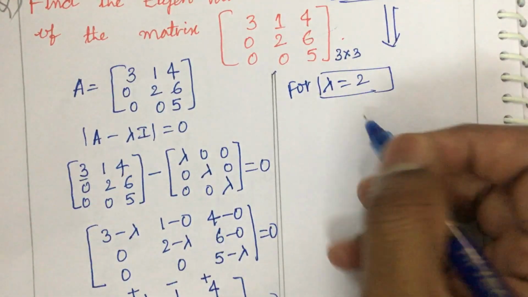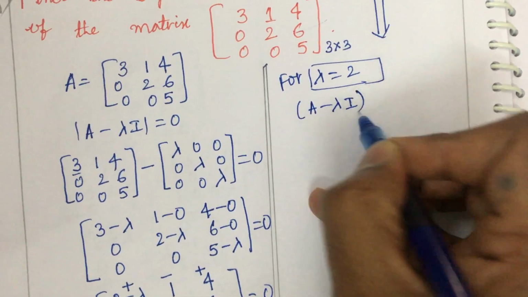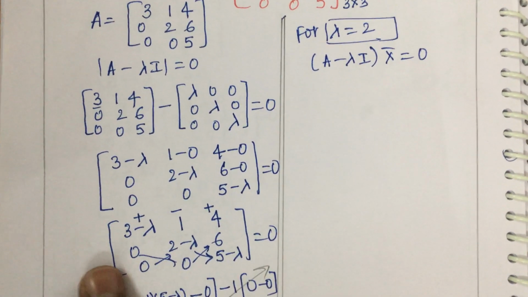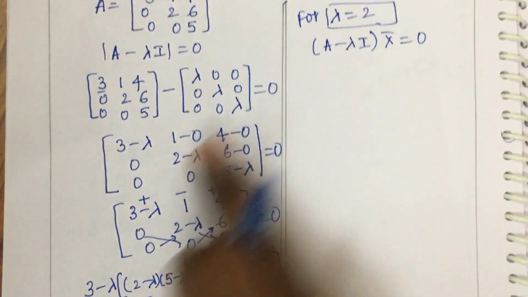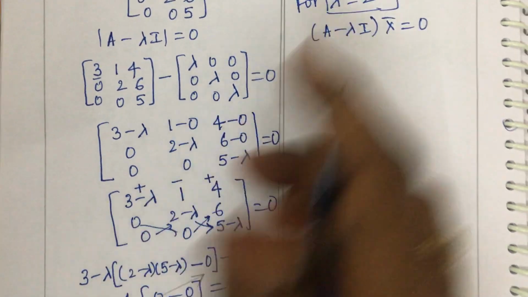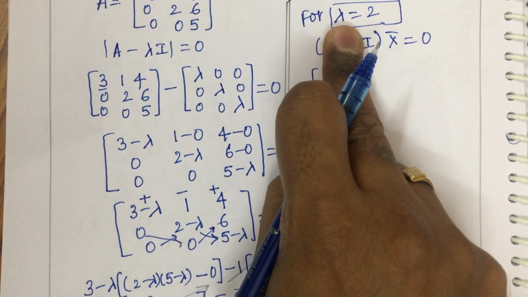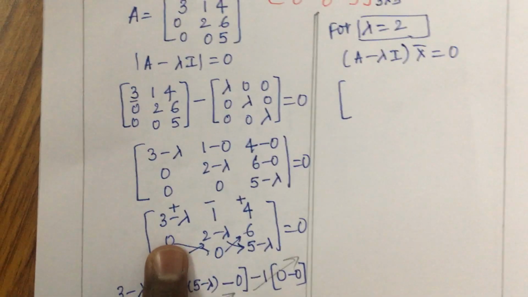eigenvectors. In order to work out the eigenvectors, I have an equation formula, that is (A minus lambda I) x bar equals 0. I know that A minus lambda I is already done here, and I substitute the lambda value in place of lambda in this matrix. Please concentrate on this, lambda equal to 2, and I am going to substitute and work out this equation for you all now.